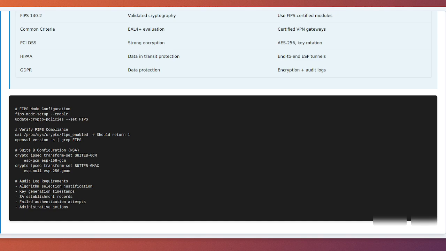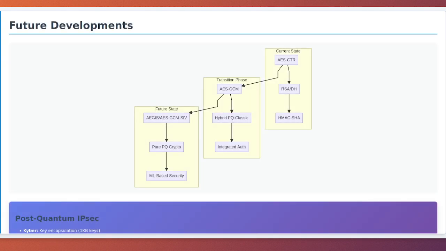Regular audit of ESP configurations ensures continued compliance as standards evolve. Automated compliance checking tools can verify that deployed configurations match approved standards. Remember that compliance is not a one-time achievement, but an ongoing process that requires regular review and updates as standards and threats evolve.